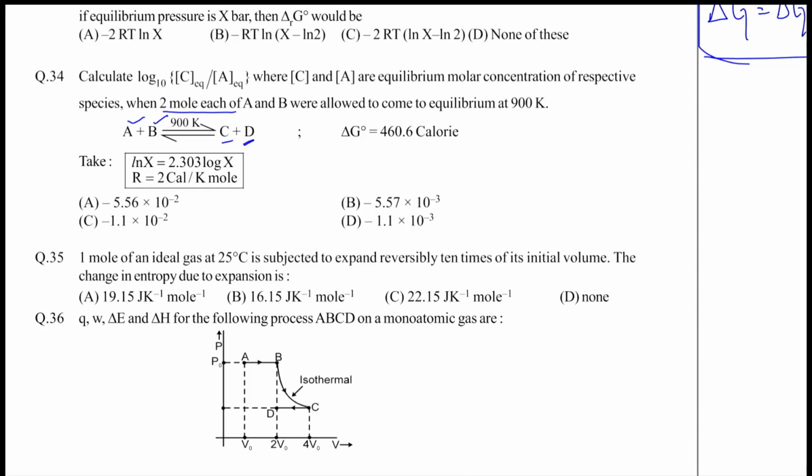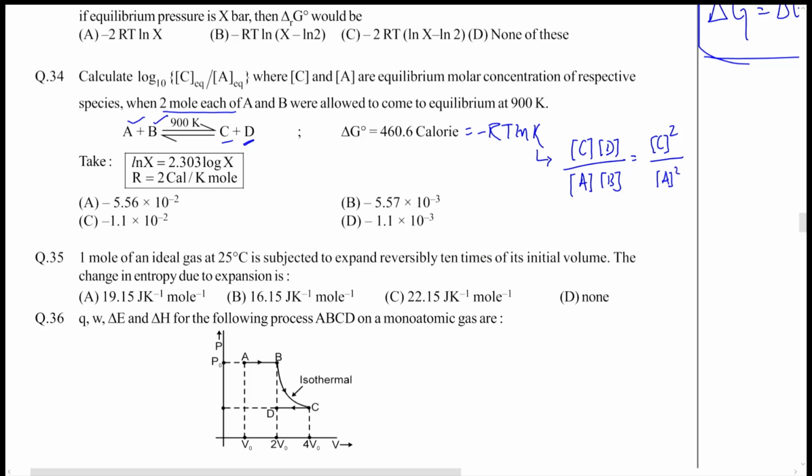Now for this reaction, we can write delta G naught as minus RT ln K, where K is C concentration into D concentration divided by A into B concentrations, which in turn becomes concentration of C squared divided by concentration of A squared. That is what is asked. These are equilibrium values. So using this equation, you can calculate the value of C by A concentrations. Question 35 next.